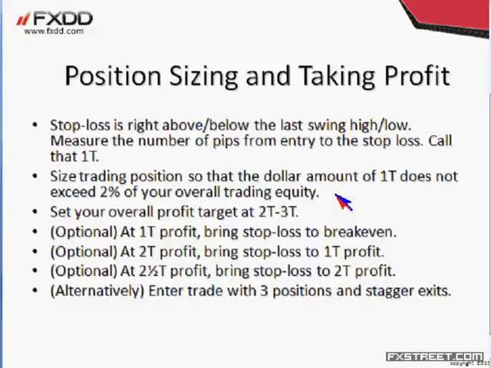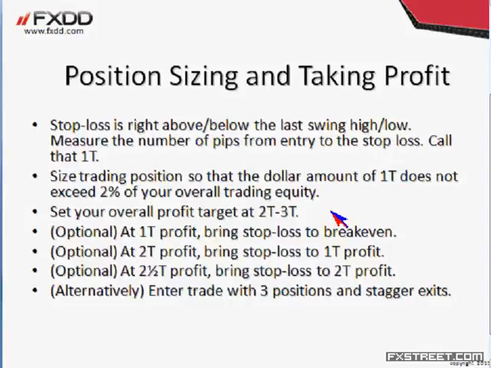As I mentioned, you can put your stop loss right above or below the last swing high or low. You can measure the number of pips from entry to the stop loss, and that's your risk, okay? Then you size your trading position so that the dollar amount of your risk does not exceed 2% of your overall trading equity. And that's what I like to stick by, okay? Then you can set your overall profit target at 2 or 3 times your risk, okay?